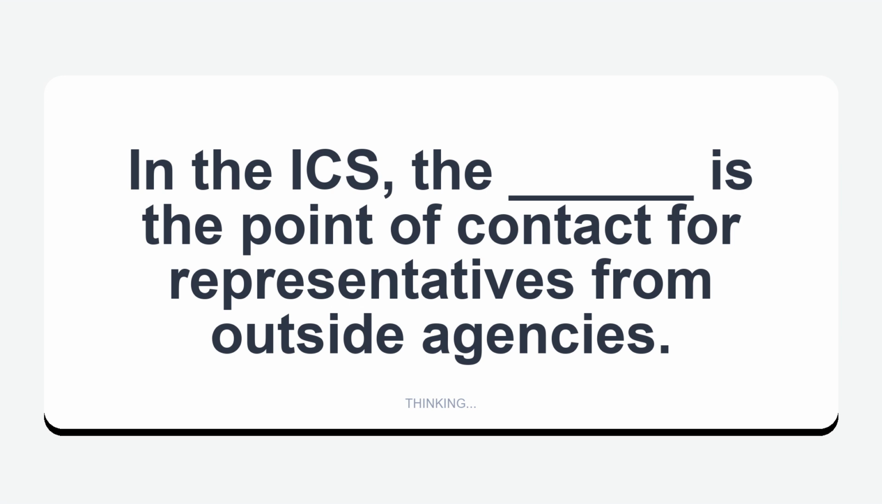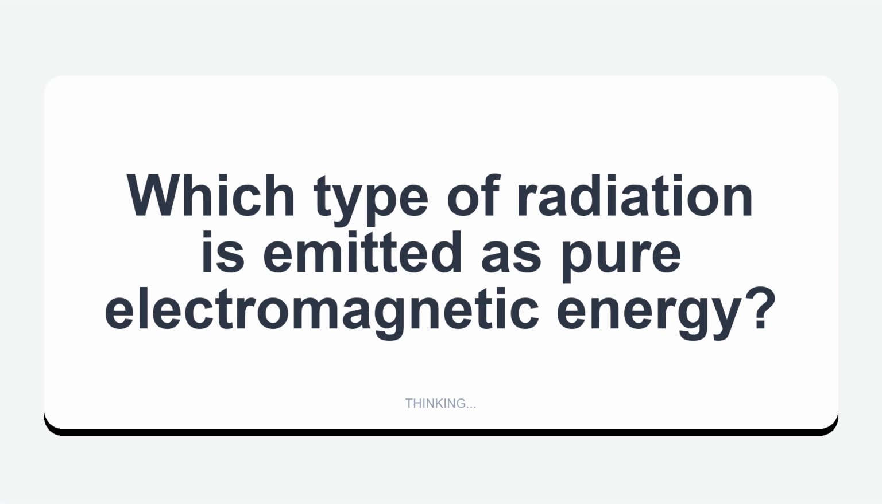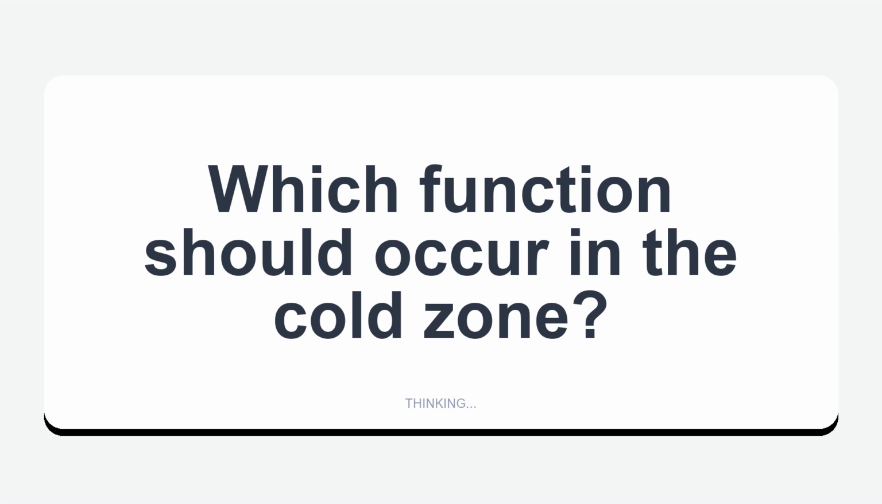In the ICS, the liaison officer is the point of contact for representatives from outside agencies. Which type of radiation is emitted as pure electromagnetic energy? Gamma. Which function should occur in the cold zone? Personnel staging.